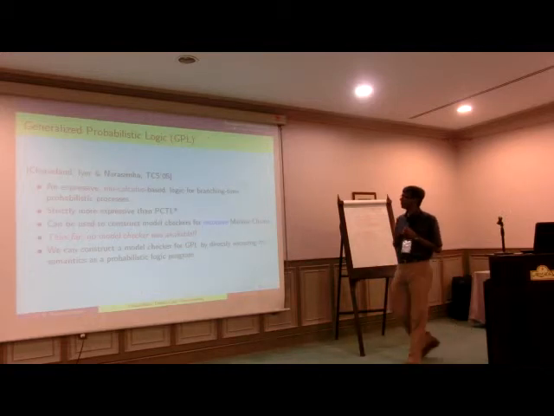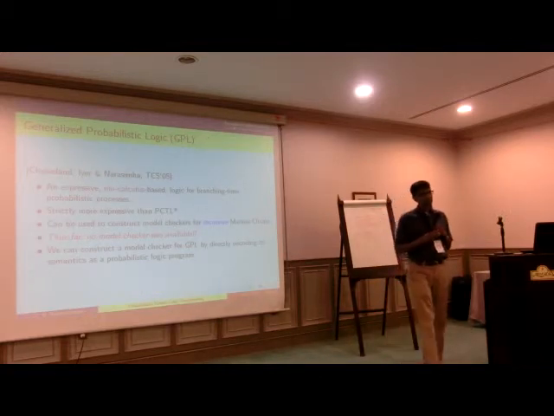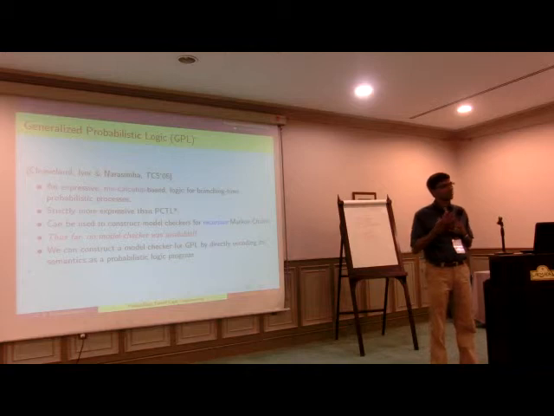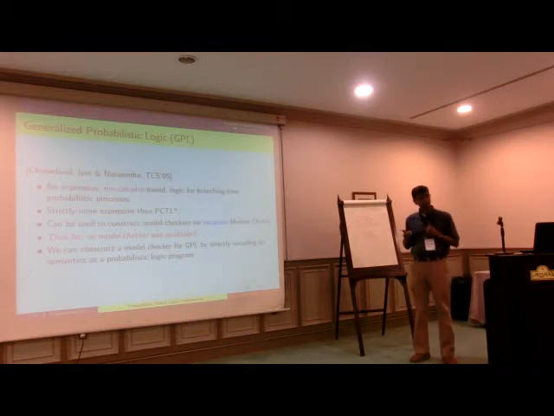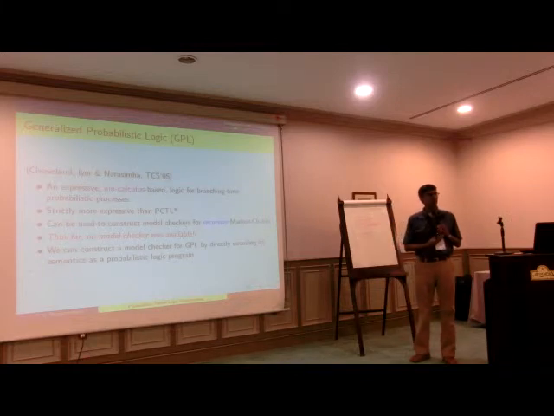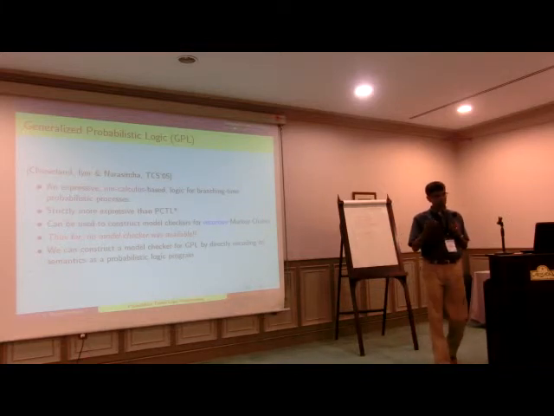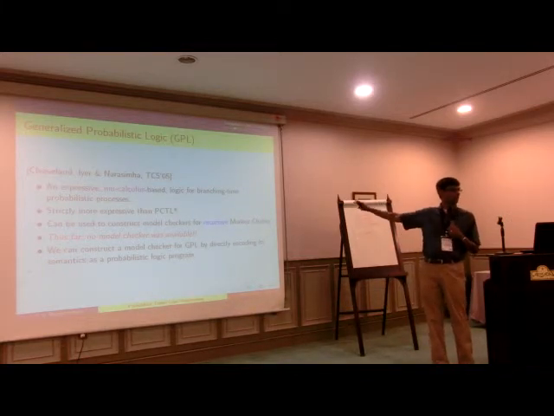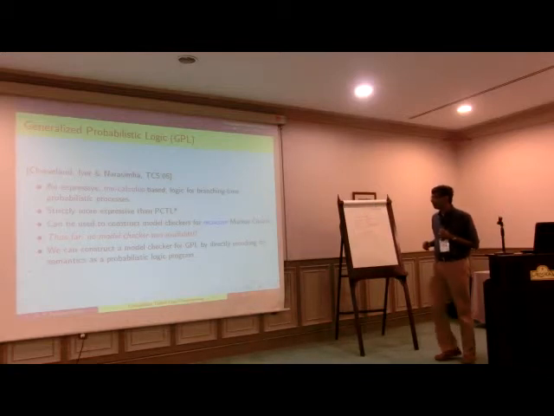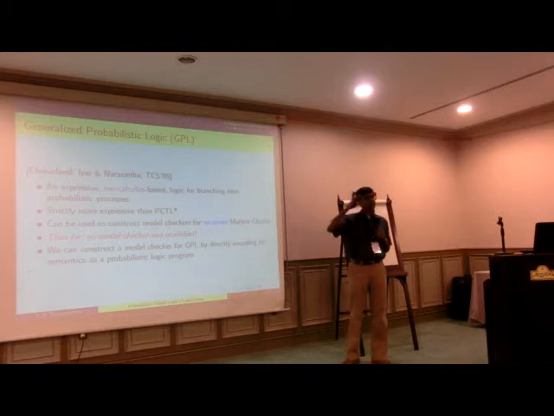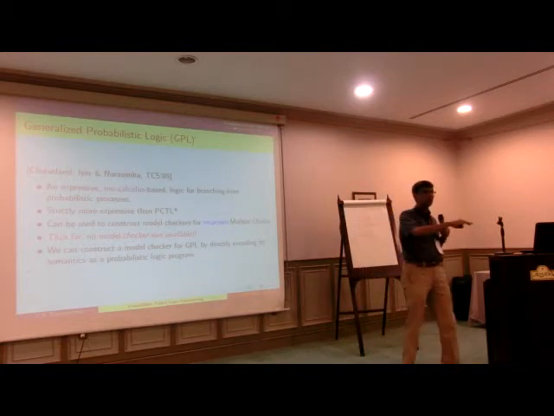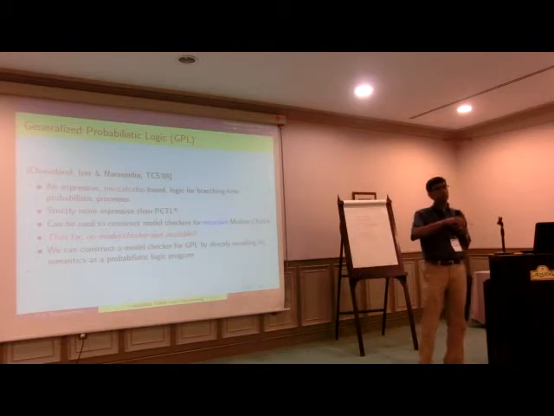There's a logic for this, GPL, and it turns out GPL is extremely interesting. It's a modal mu calculus based logic. It is strictly more powerful than PCTL star, so you can actually encode PCTL star model checkers if you can do mu calculus here. And it can also be used to construct model checkers for what are called recursive Markov chains, where instead of just making finite automata like transitions, you can actually do pushdown transitions.